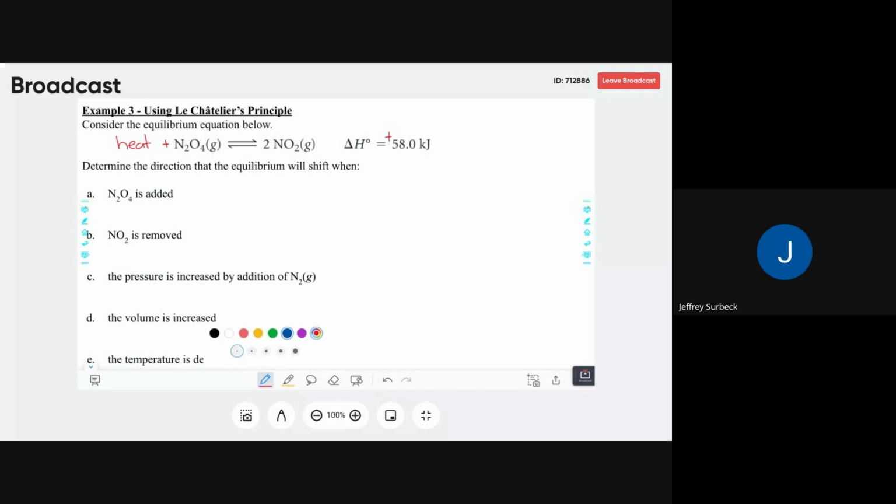We have N2O4 added. We add N2O4. It's originally on the left. We have to shift it which way? Right. We have to relieve it. So we say shifts right. Then we take away NO2. If we take away that item, it shifts to the same side that it's on. So if we're taking away NO2, it's going to shift right once again.